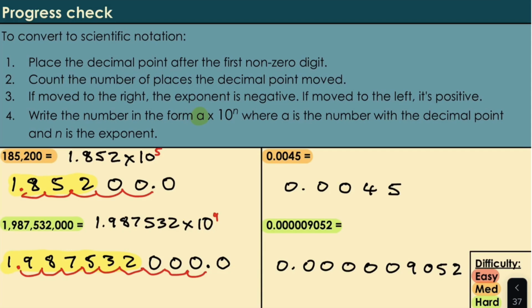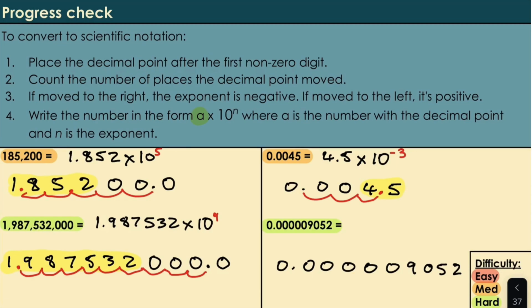Next up, again we follow our steps. Place the decimal point after the first non-zero digit. So let's put them over here. There is our A component. Now we need to work out the power. 1, 2, 3. 3 places to the right. The base is 10. And 3 places to the right means it is -3.